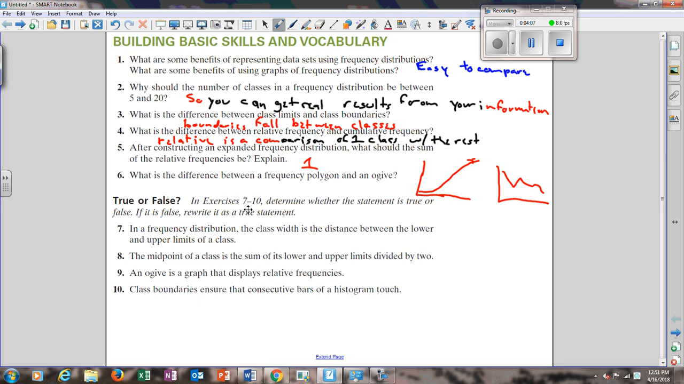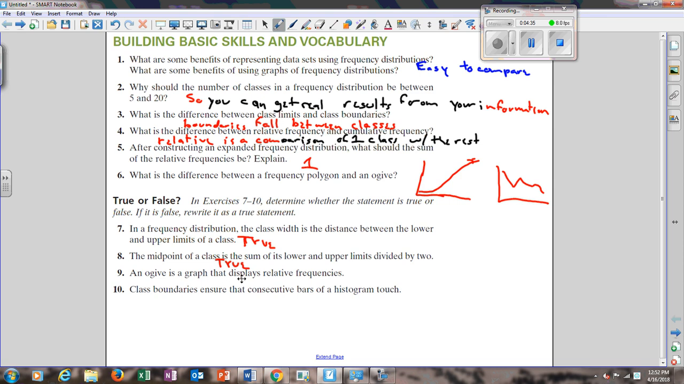In exercises 7 through 10, determine whether a statement is true or false. If it's false, rewrite it as a true statement. In a frequency distribution, the class width is the distance between the lower and upper limits of a class. That is true. The midpoint of a class is the sum of its lower and upper limits divided by 2. That is also true.